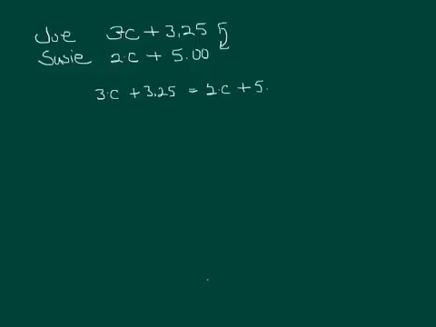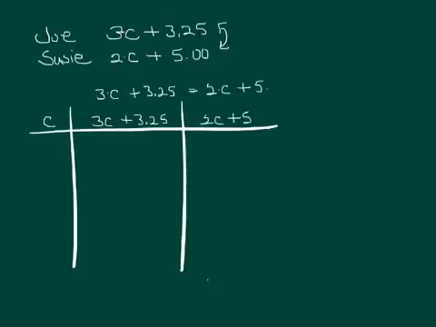Okay. Now, again, we need to make a chart so that we can compare these. So we're going to pick a value for C, and then we're going to come up with a value of 3C plus 3.25, and we're going to compare that with 2C plus 5. Okay, so here's our chart, and this time I think I'm just going to use my calculator. All right, let's start with a 1. Let's say the cookie cost $1.